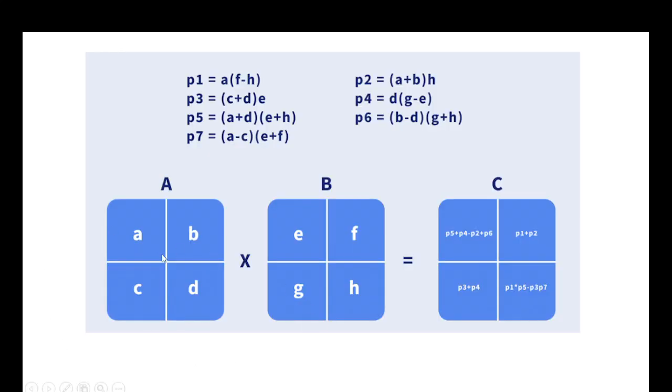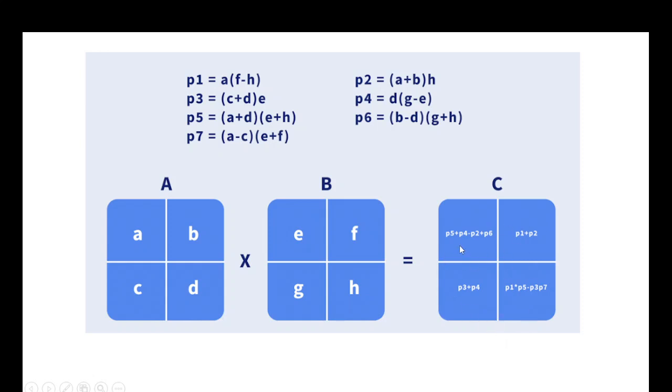So whatever my matrix is, I will divide it into 4 subparts like this, and then here I am calculating P1, which will be nothing but A into F minus H. P3 will be C plus D into E. P5 will be A plus D into E plus H. P7 will be A minus C into E plus F. So like this I calculate P2, P4, P6 also. And this is my resultant matrix.